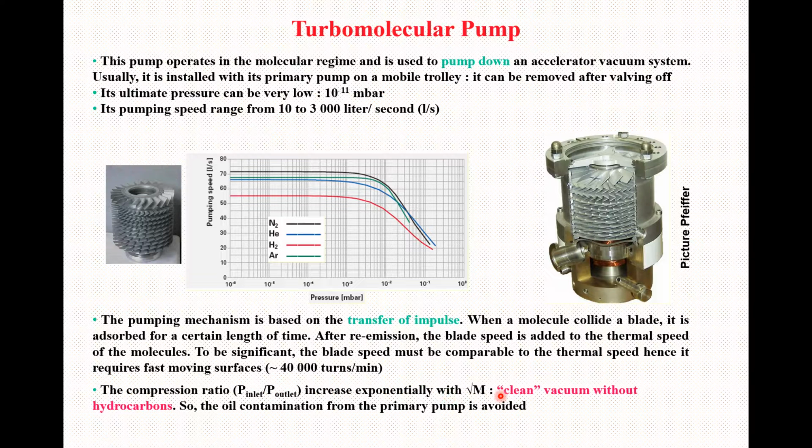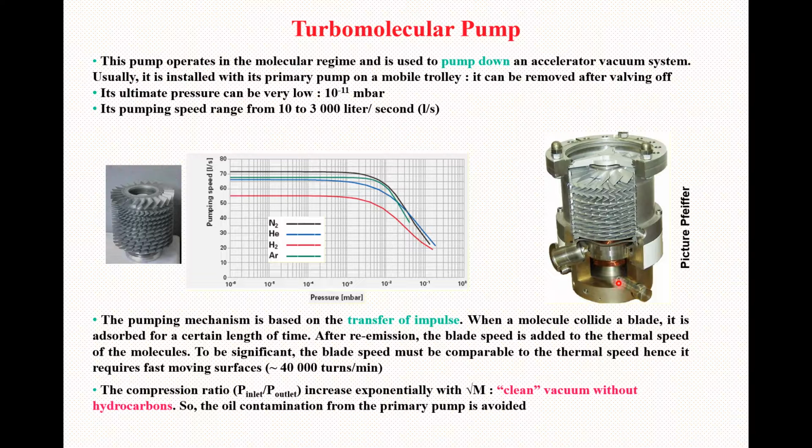clean vacuums without hydrocarbons. So the oil contamination from the primary pump is avoided. I mean, this is how we can avoid the oil contamination from the primary pump. And we remember that since it starts operation from almost this region, that is 10 raised to power minus 1, beyond this, if we start from atmospheric pressure, what we have to do is attach the rotary pump here.